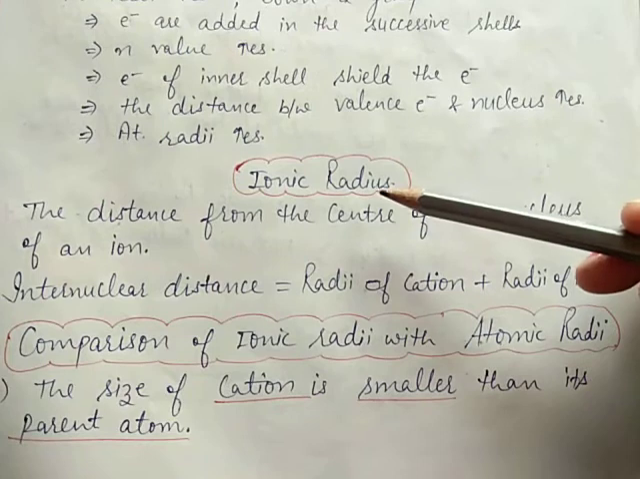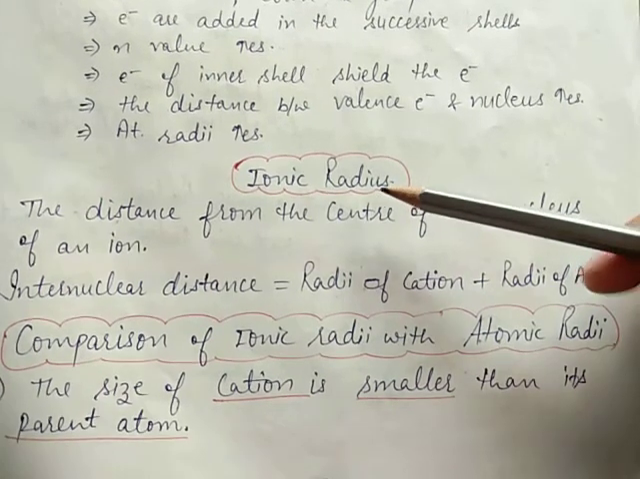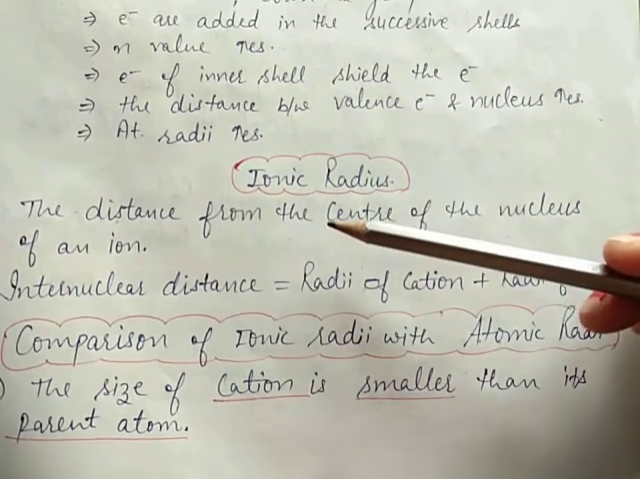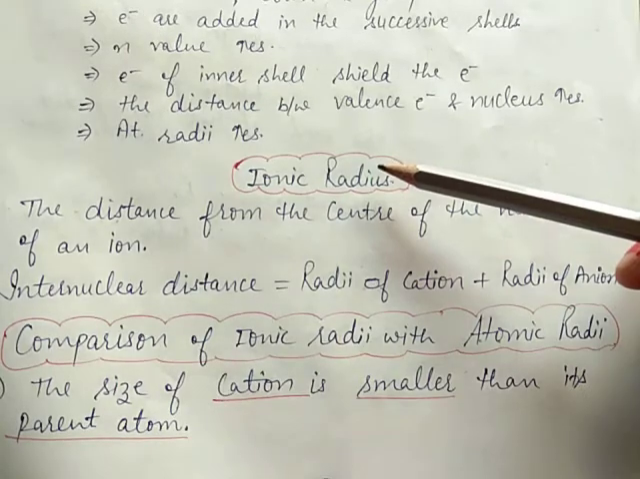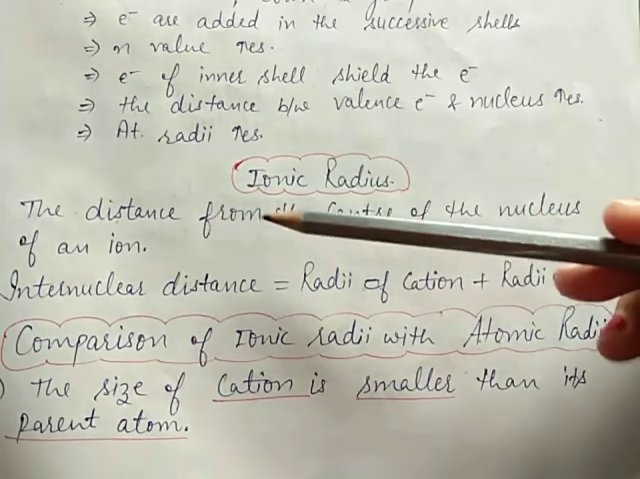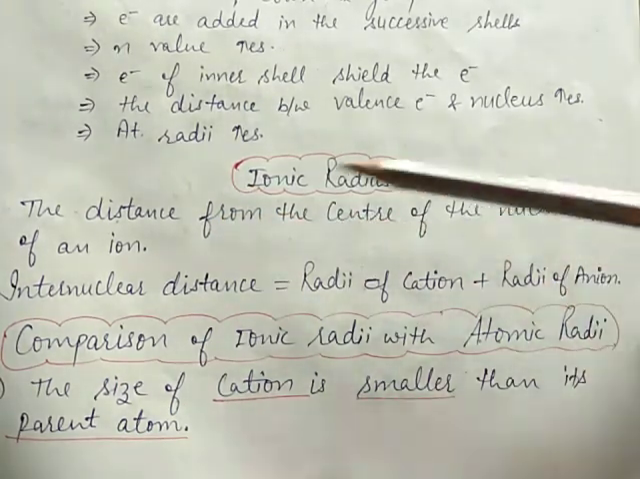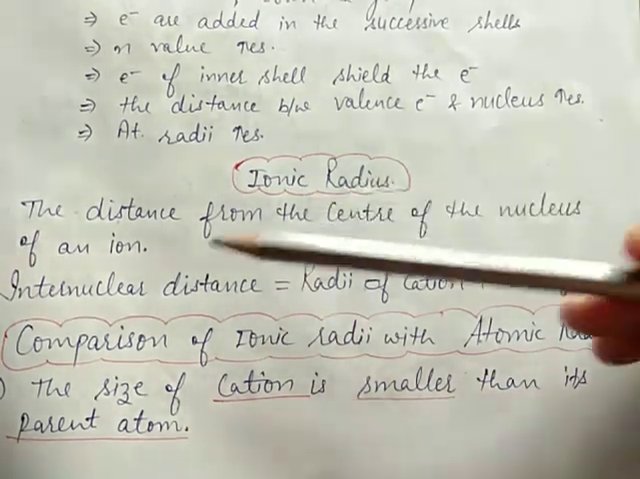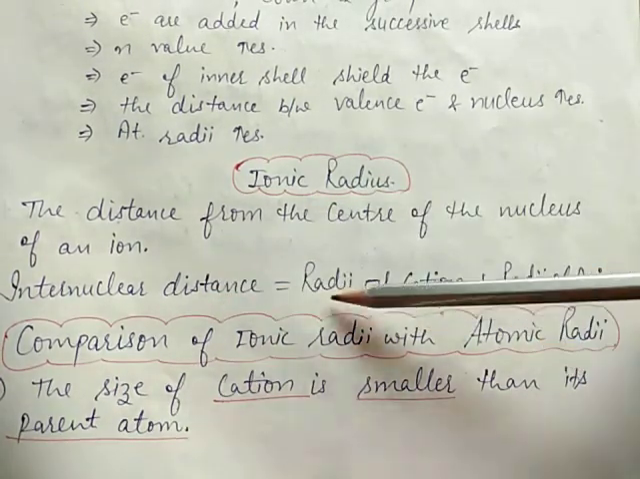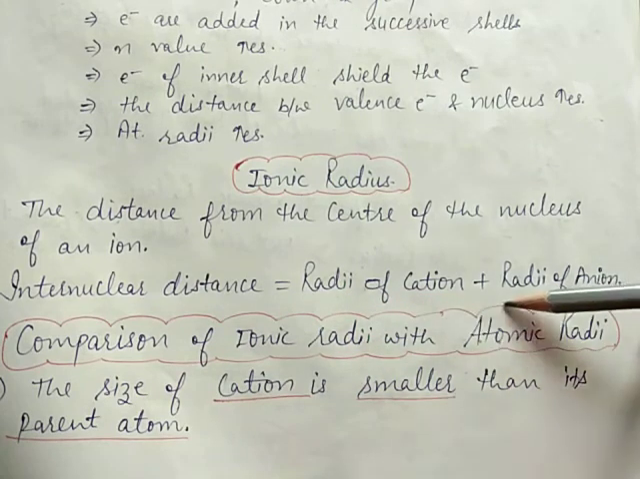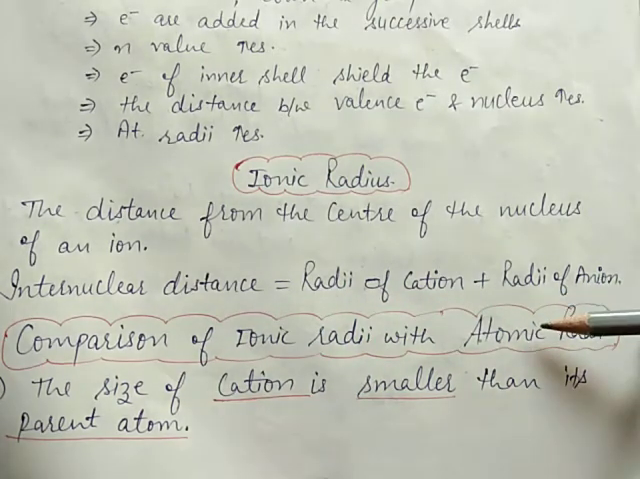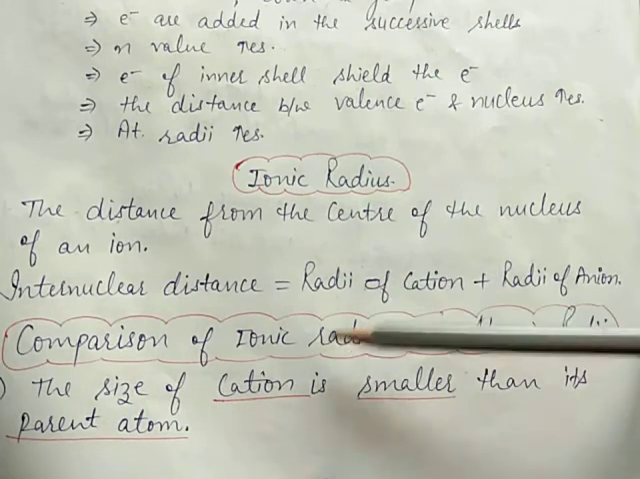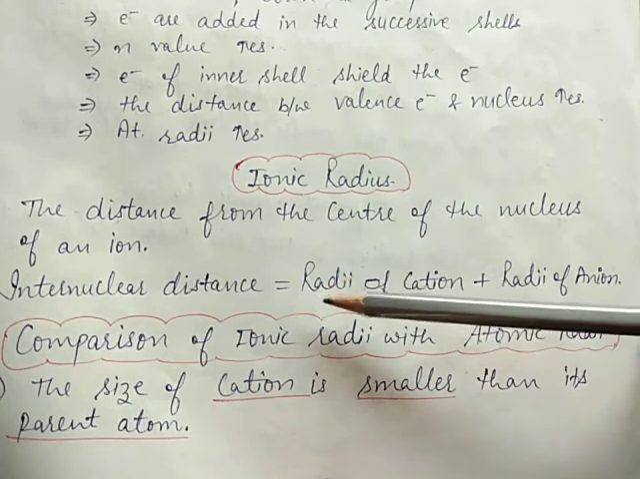Now the next topic is ionic radius. In the case of ions, the radius is called ionic radius. It is the distance from the center of the nucleus of an ion. Internuclear distance is equal to the radius of the cation plus the radius of the anion. This is calculated by the X-ray method.